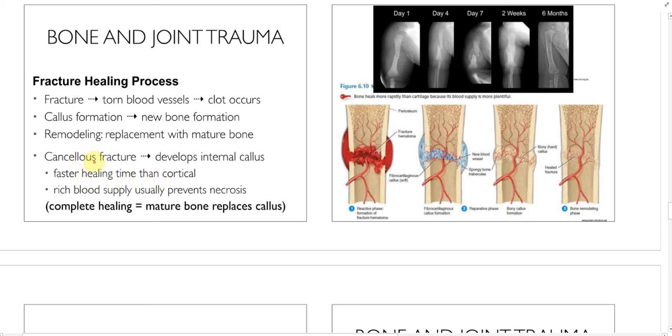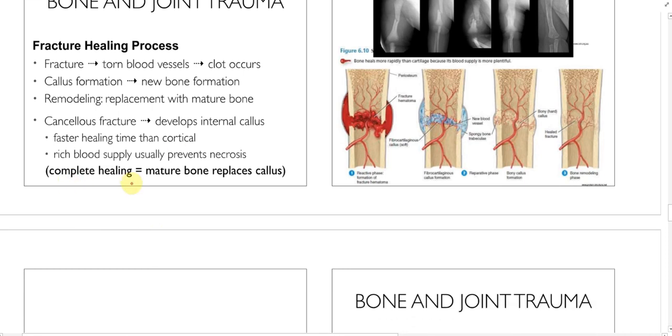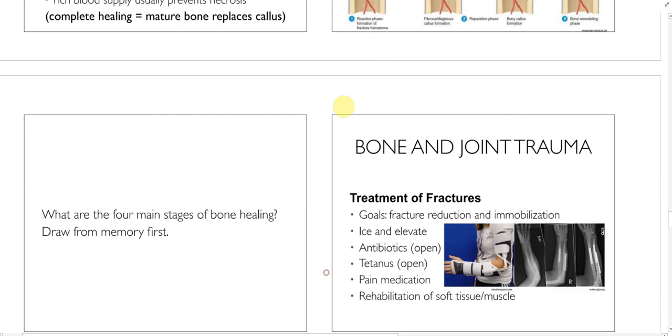When we have a cancellous fracture, so just a fracture within the bone, not using the cortical outside of the bone, we're going to develop an internal callus that heals more quickly than cortical bone. This is partially also because we have such a good stabilized section to control the bone, because the cortical bone is not broken, and because we have a rich blood supply, and that rich blood supply also helps to prevent necrosis because we're kind of trapping that environment from exposure. And it's completely healed when the mature bone has replaced the callus.